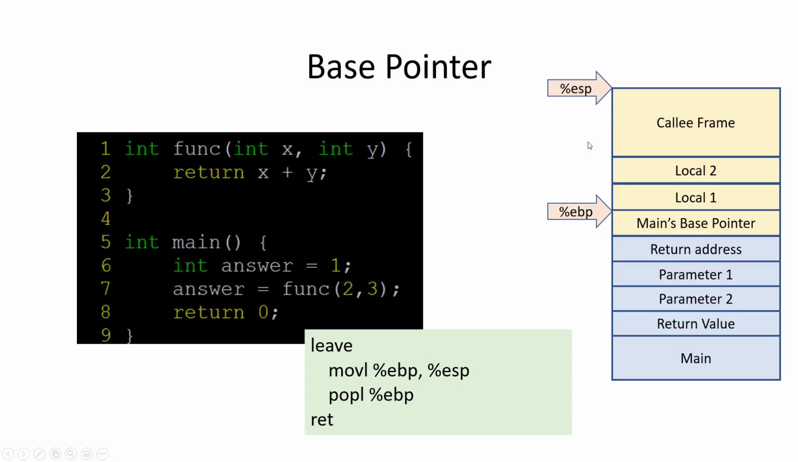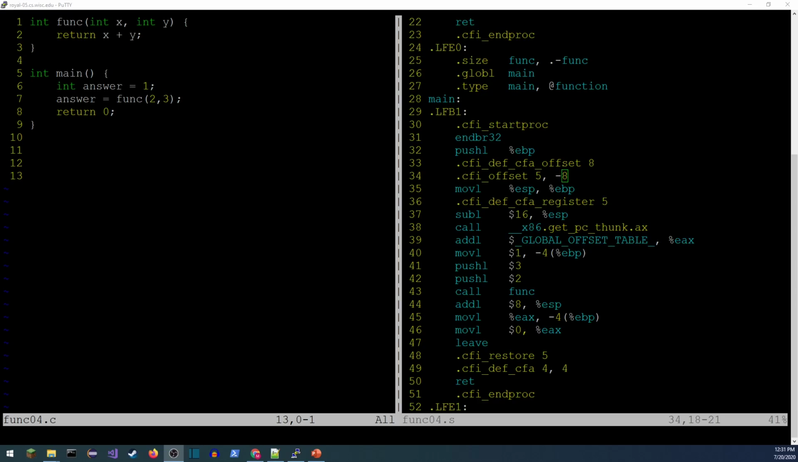So the stack pointer needs to be pointed to the return address before we ever execute return. Leave takes care of that for us using basically 3 simple lines. And we're going to see those 3 simple lines at the beginning and ending of every single function. All right, let's just take a look at this code for a little bit.